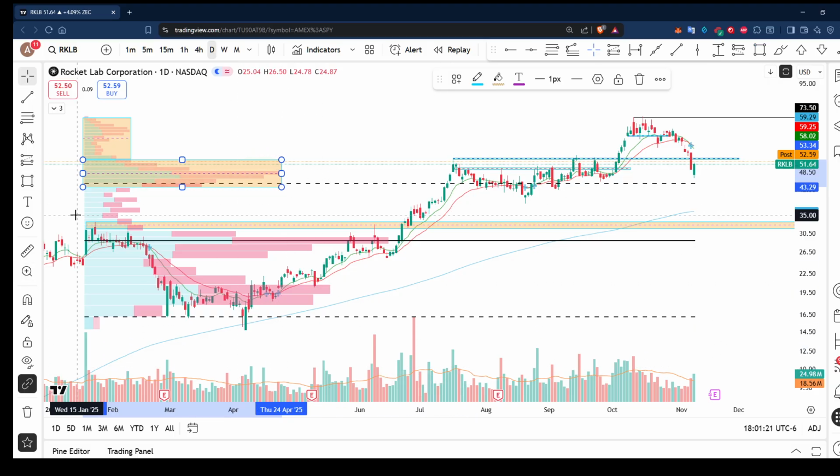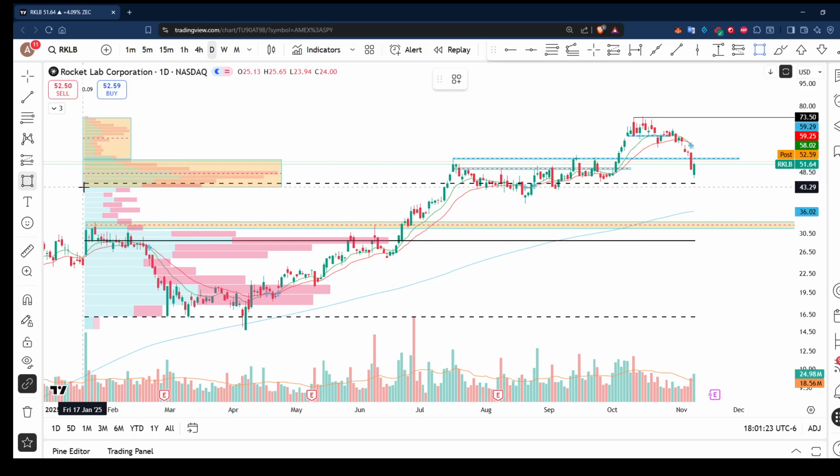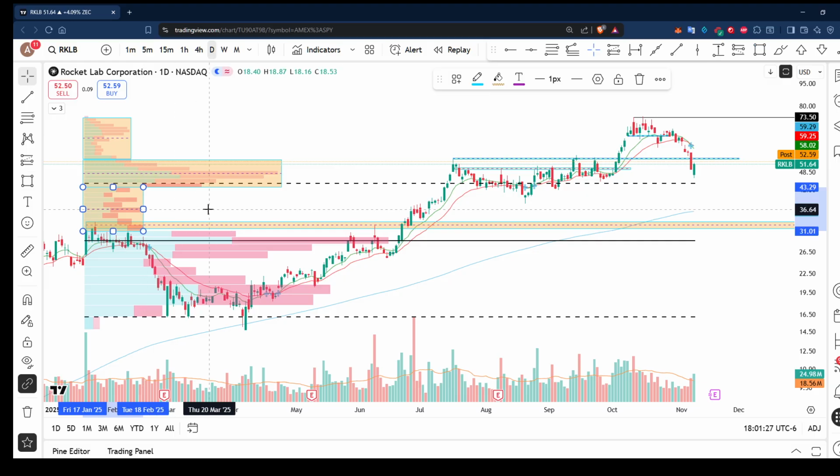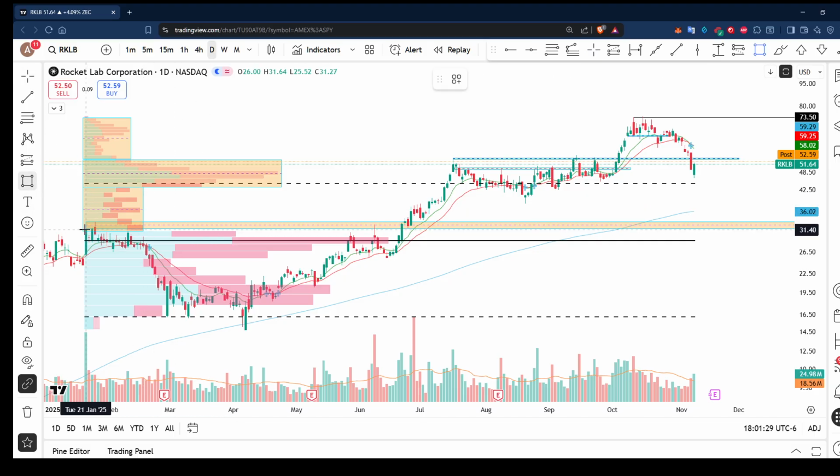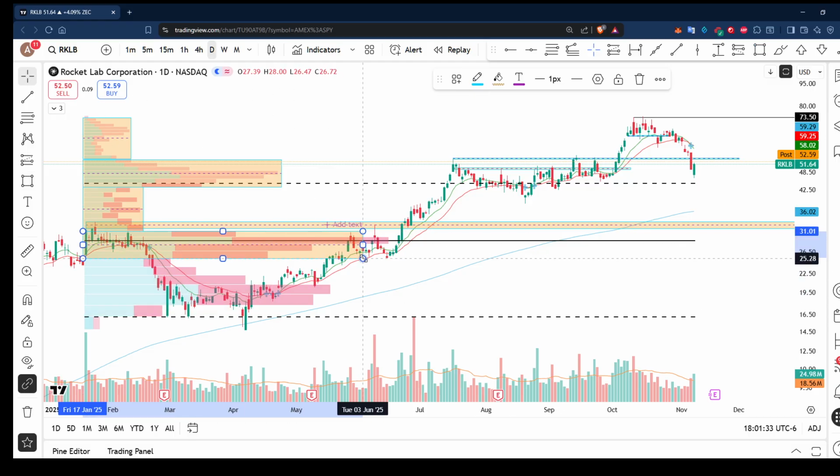Okay. And then when you get back into here, you can see that you have another little bit of a wall right here. And then you have a giant shelf right here, a bit of a gap in liquidity right here, and again, a giant shelf right here. Okay.